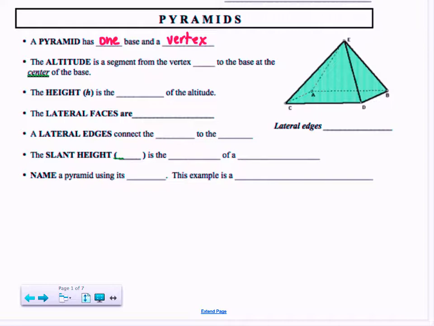I'm going to add a few tick marks to the picture. I'm going to tell you that those two sides are the same and that those two sides are the same. Now, we talked about the altitude on Friday in reference to the prism, and today with the pyramid, the altitude is the segment from the vertex. It's still perpendicular to the base at the center of the base. So I'm going to go ahead and draw that in.